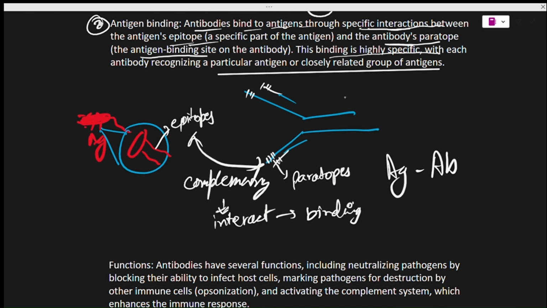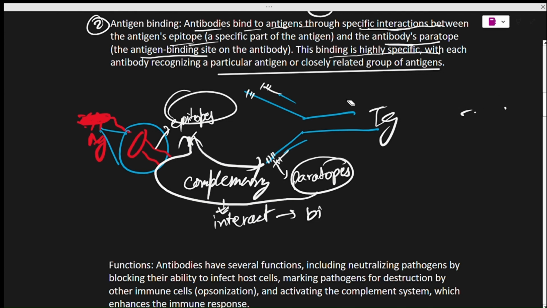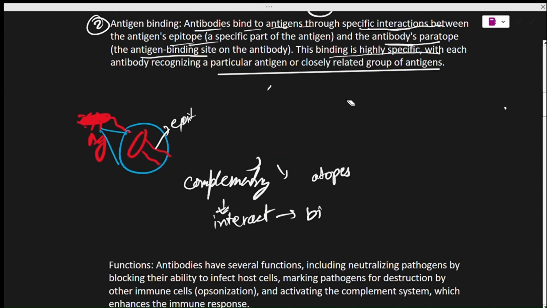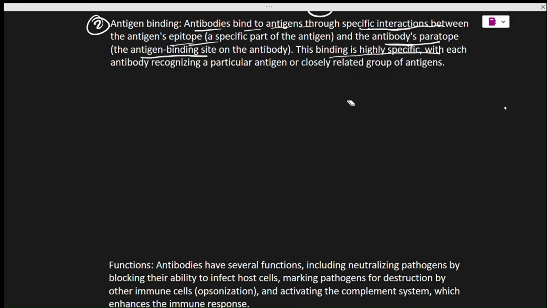Okay. So let us say this IgG antibody is against some epitope of an antigen, let us say of E. coli, then the paratope of that antibody will only bind to the epitope of the E. coli. It will not bind to any other, or it can bind to some related sequence also. It overall depends on interaction. Okay, so this is what happens in antigen-antibody binding.